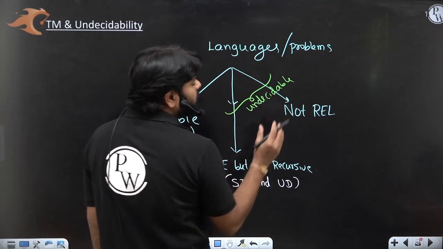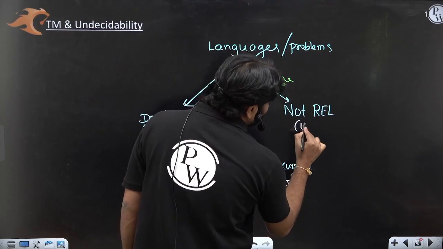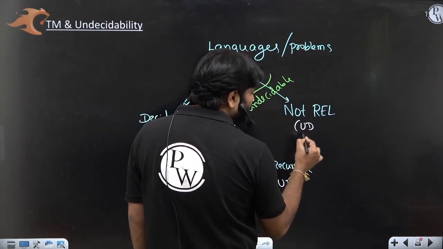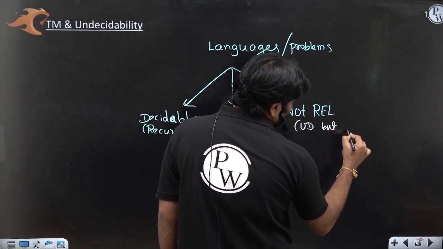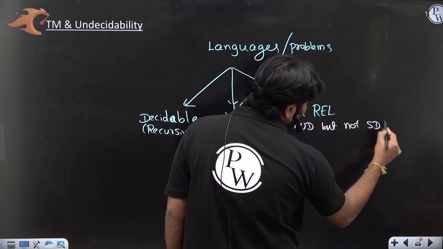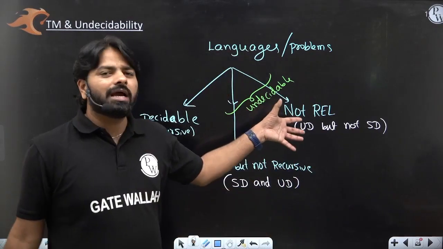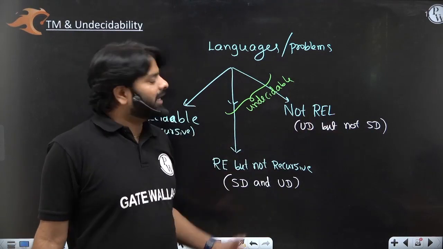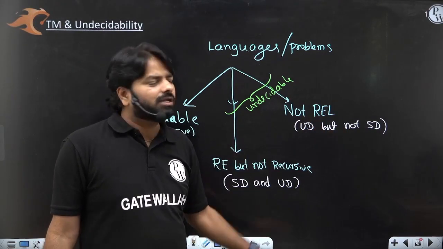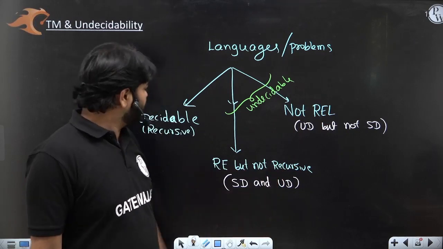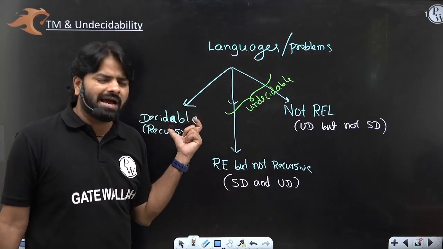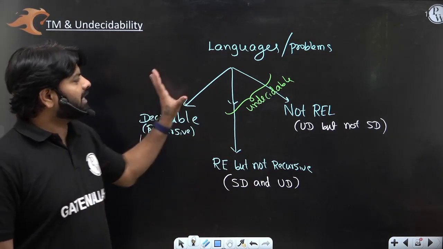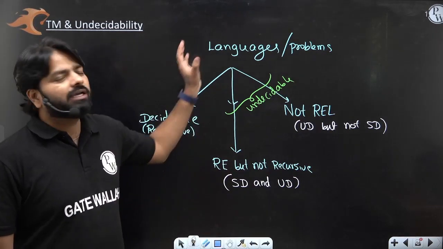And this one, UD but not SD, you can also call UD, it is undecidable only, but which is not REL. Not REL means not SD. So both of these are undecidable, but this is semi-decidable, and this is not semi-decidable. It has a Turing machine, but this will not have a Turing machine. That's all the difference we have here. But this one, the decidable, will have an alternating Turing machine, will have a Turing machine, and you can speak of it in many ways. This is the classification of the languages.